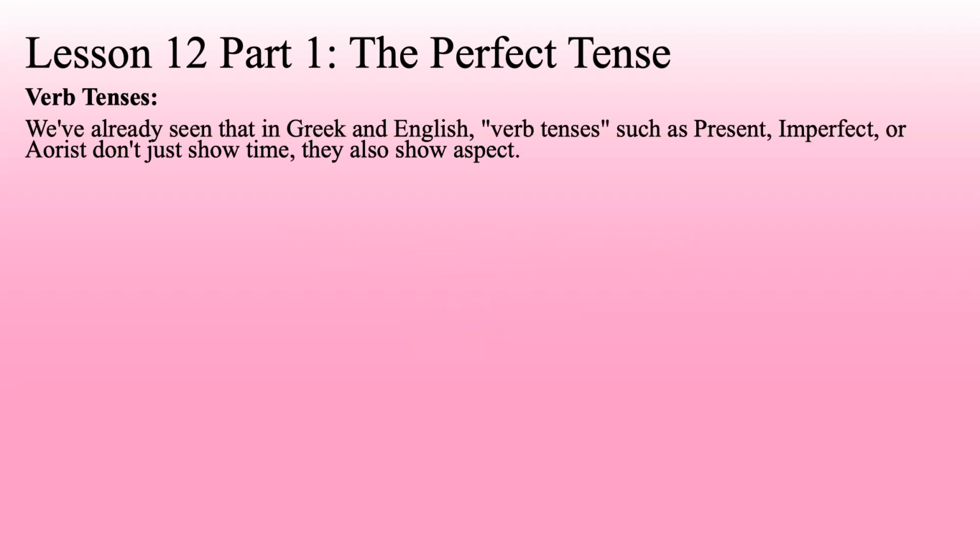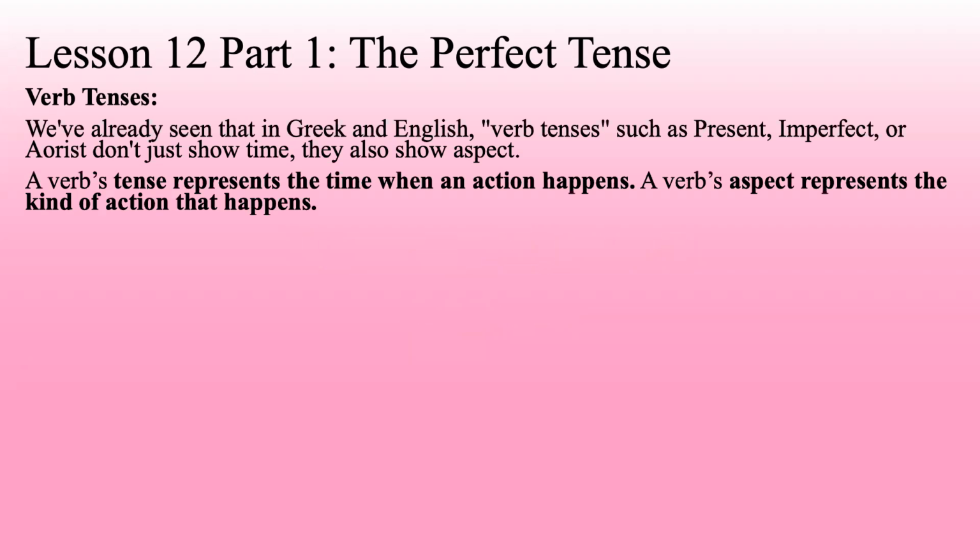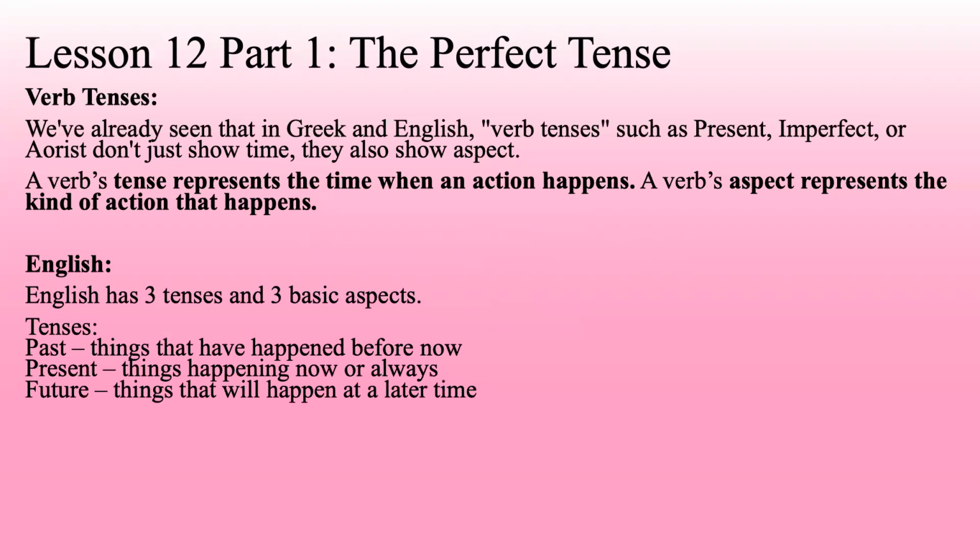We've already seen that in Greek and English, verb tenses such as present, imperfect, or aorist don't just show time, they also show aspect. A verb's tense represents the time when an action happens. A verb's aspect represents the kind of action that happens. So in English, we have three tenses and three basic aspects.